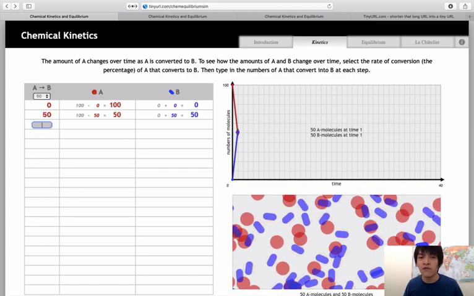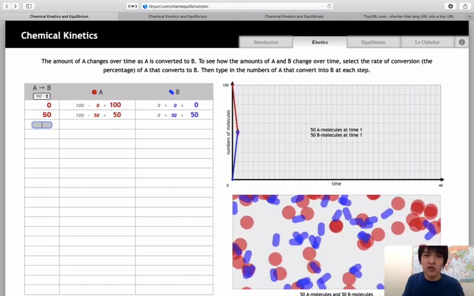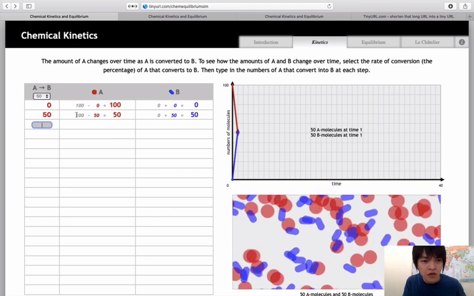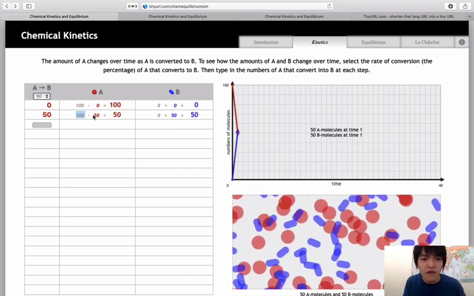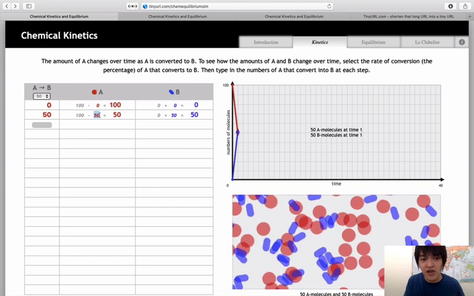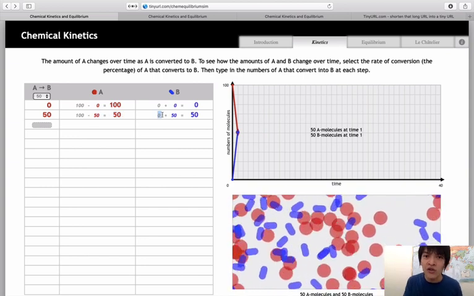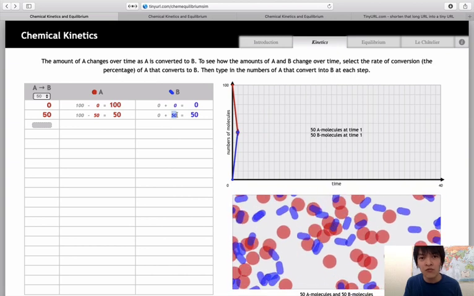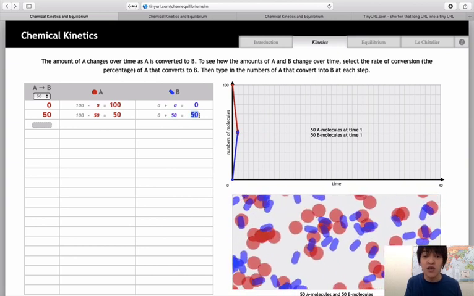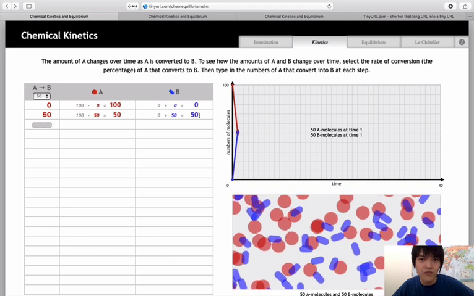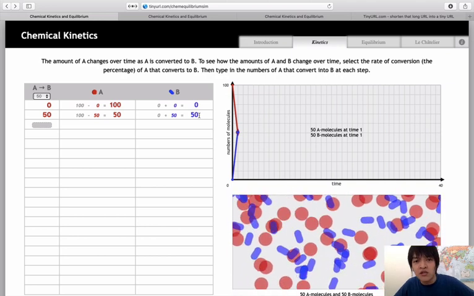50 molecules convert. So what it's showing you now is underneath column A, you started with 100, but 50 of them is converted. That's what we calculated. Now there should be 50 remaining. And in column B, you started with 0, but then 50 of them were converted to B. Now you have 50 of B. This is after step 1, okay? And then you keep going.